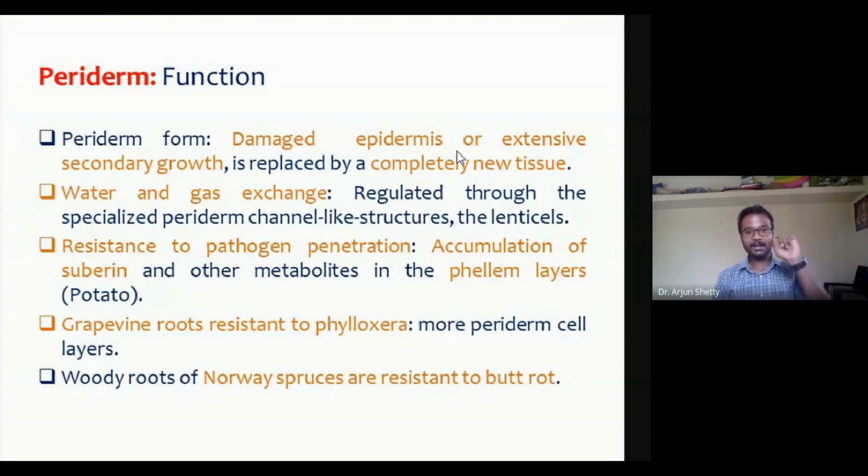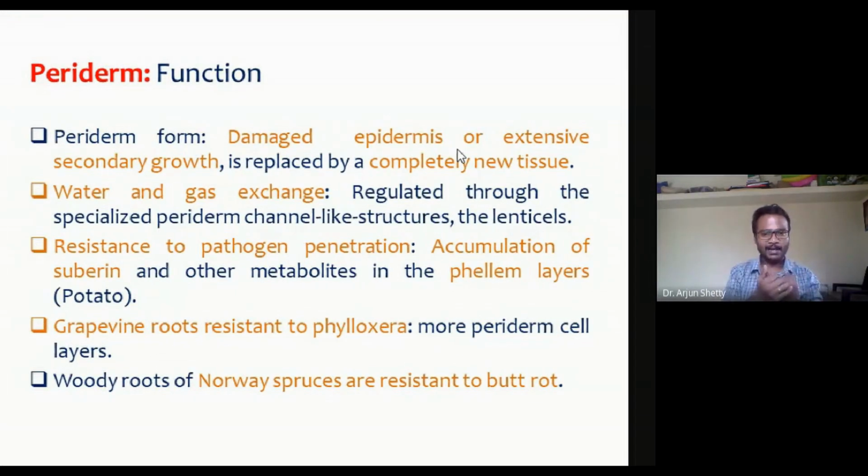And next one is the periderm in the grapevine, because we already know that lenticel cells are seen only in the periderm region. The roots of a grapevine are susceptible to fungi. So because of the many periderm layers in the root, we can stop the entry and make the grapevine root resistant to the fungi, because of the periderm layer.